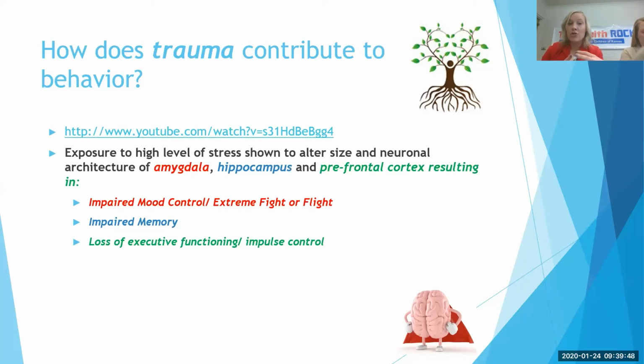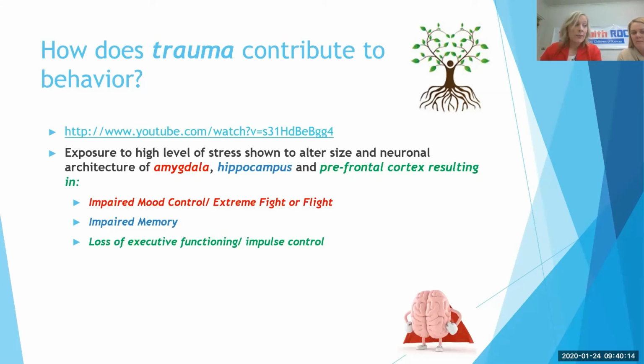So if trauma is impacting the way that it's developing, then clearly these children are going to have a different response, maybe a quicker fight or flight response, a more intense response, or difficulty controlling their mood. Also, if the hippocampus is developing differently, then that really affects memory.